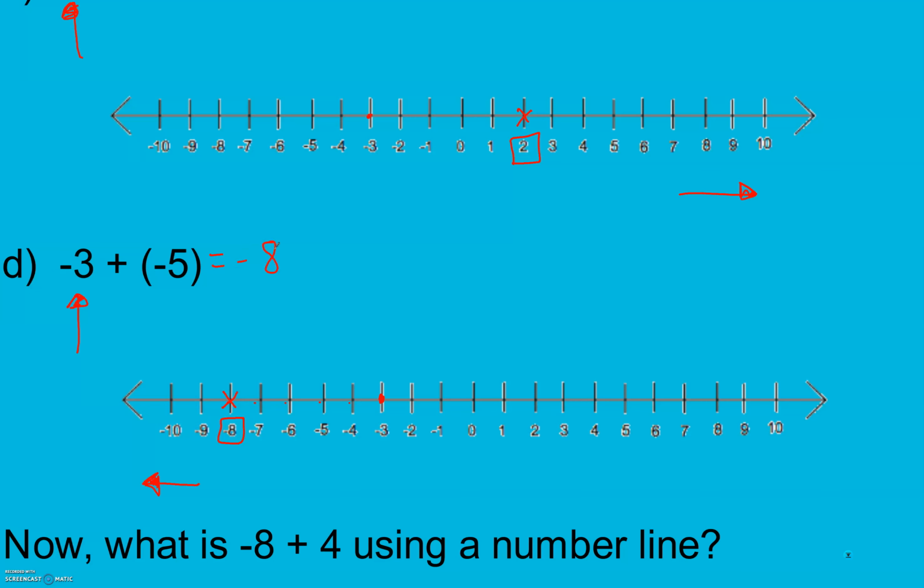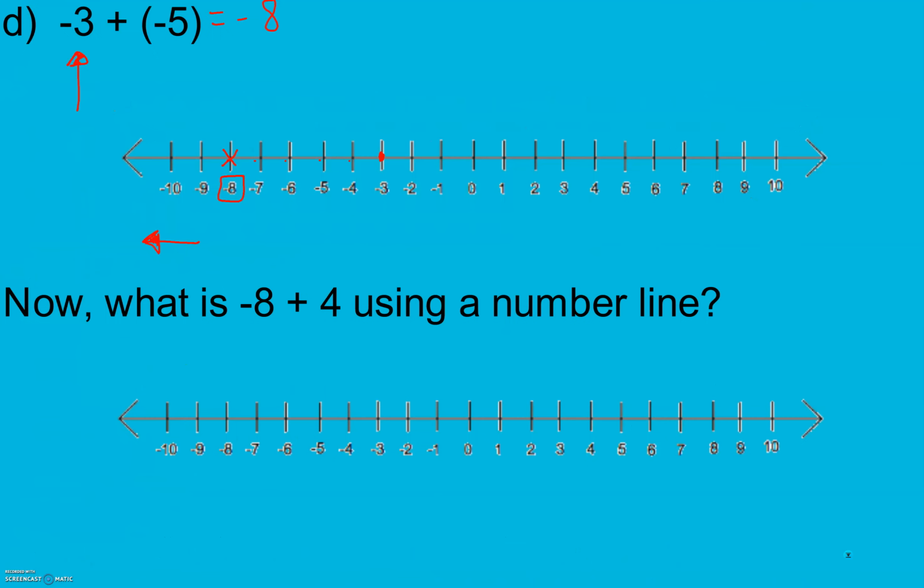Okay, so number lines work as one way that we can find sums. We want to know what is -8 plus 4 using a number line. So here, I start at my first number, -8. And 4 is positive, so I'm going to go towards positive numbers, towards my positive arrow here. 4 places, 1, 2, 3, 4. And I get -4. So -8 plus 4 equals -4.